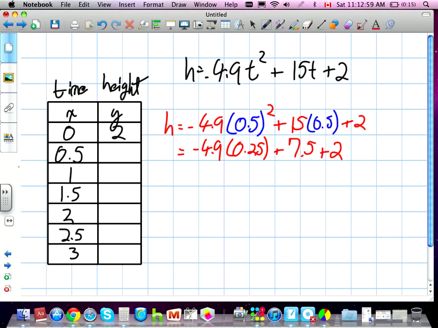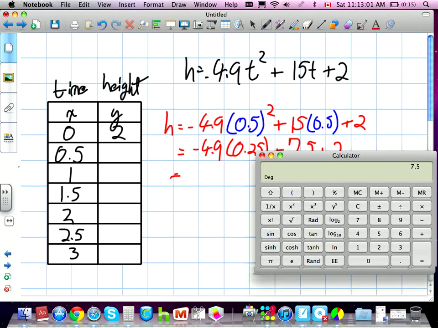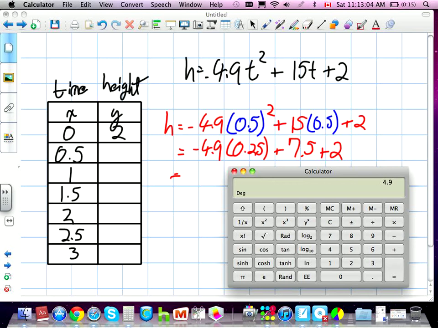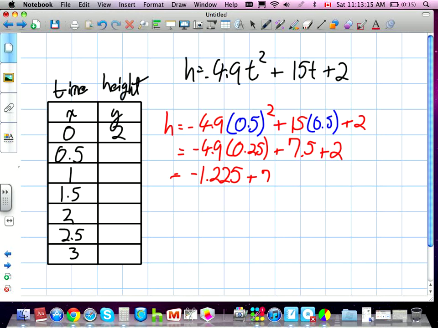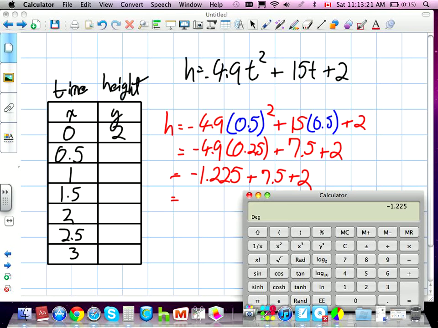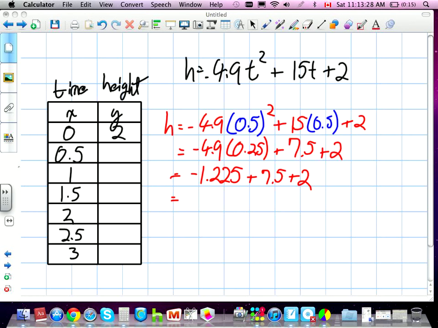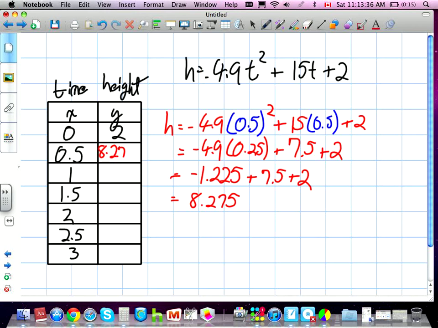Next we have negative 4.9 times 0.25, which is negative 1.225. Then negative 1.225 plus 7.5 plus 2. So let's put these all together. We're adding 7.5 and adding 2, which gives 8.275. That would be our height. So our next coordinate is 8.275 in terms of our height.